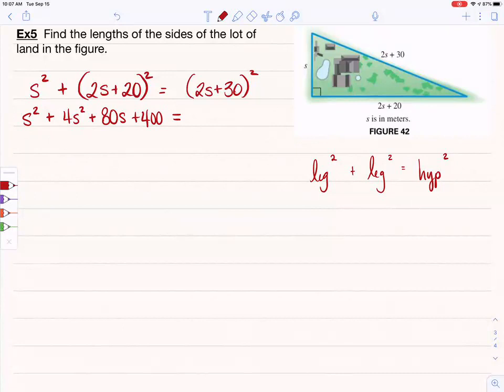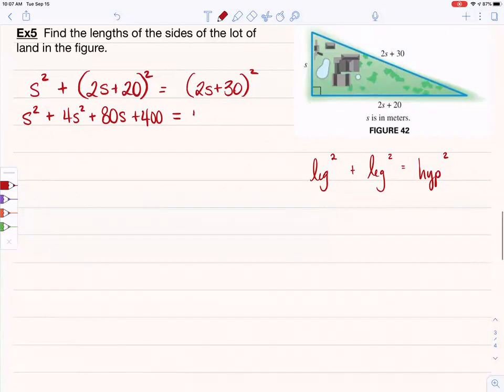Okay, and this is going to be equal to, I've got to FOIL on the other side as well. So this is going to be 4s squared plus 120s plus 900. Can you go ahead and simplify that one side to 5s squared? You can. Okay. You can, and that'll be what I'm going to do next.